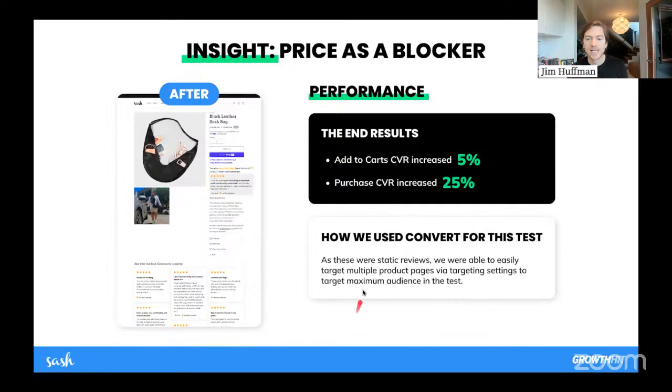How we used Convert to do this was we took some of the flagship product detail pages, and we were able to add in just static images showing the reviews to really test if this works. And once it works, it validates the website development team investing in coding this across the website. So Convert allowed us to move quickly, in an agile way, to test this one.